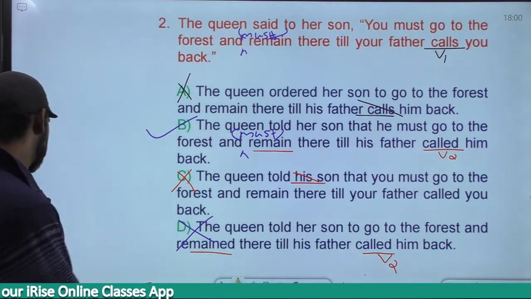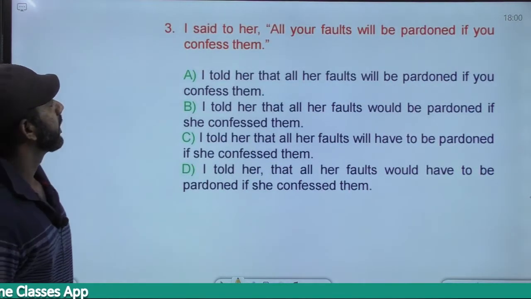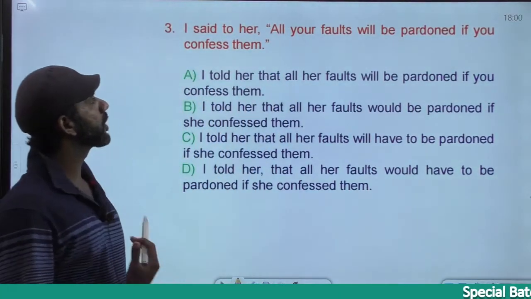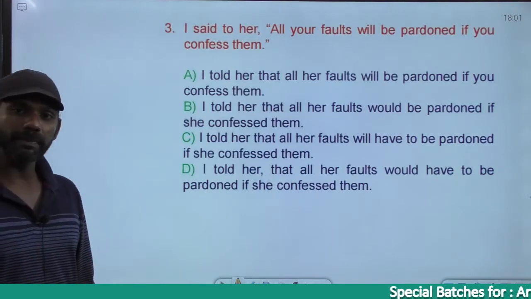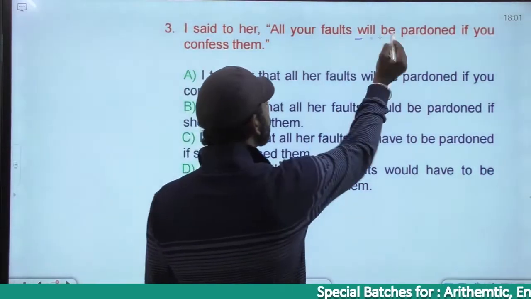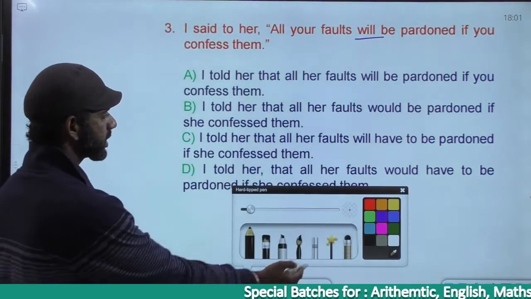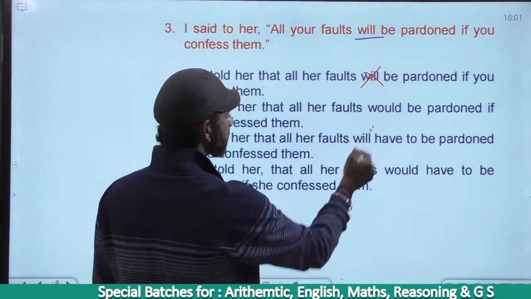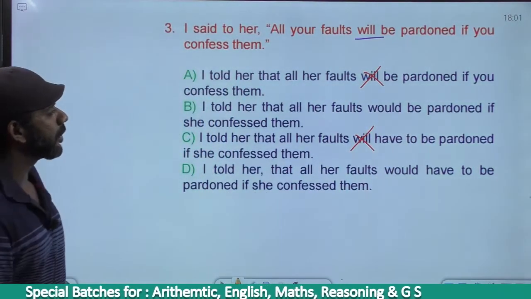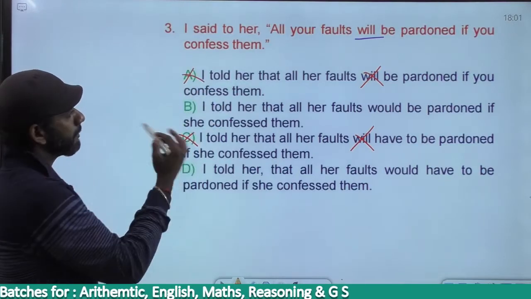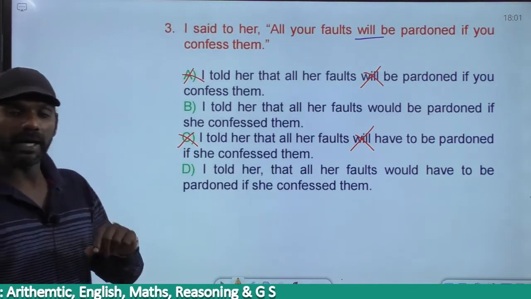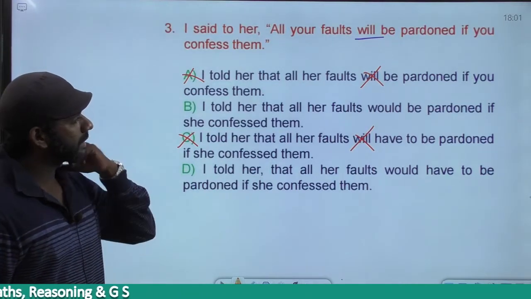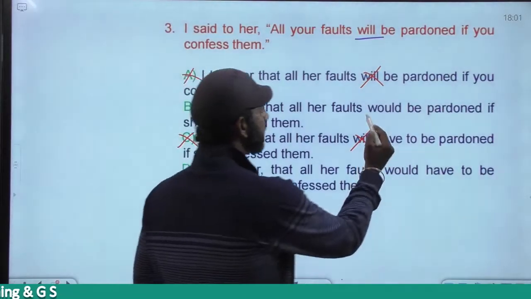Getting it? Come to the next one. I said to her, all your faults will be pardoned if you confess them. Will be pardoned, will changes to would. You know that. Based on that, option A is gone, option C is gone. Now we have only two options left, B and D. Will be pardoned changes to would be pardoned. Come to option B. I told her that all her faults would be pardoned.